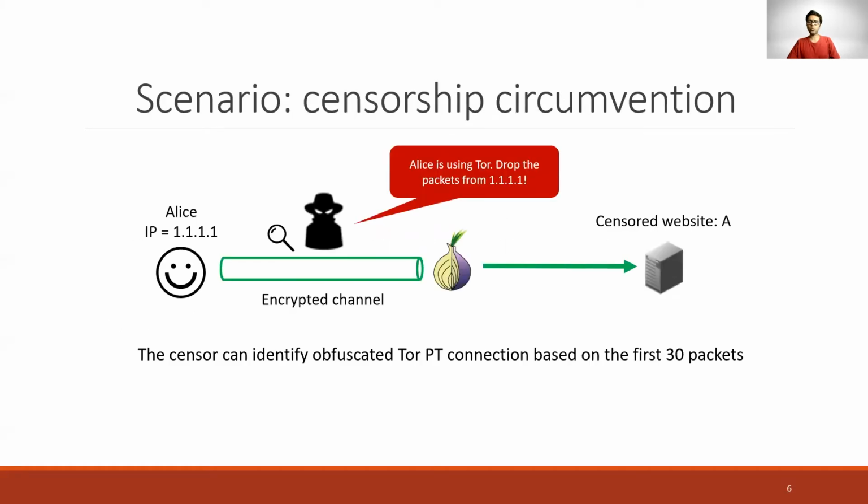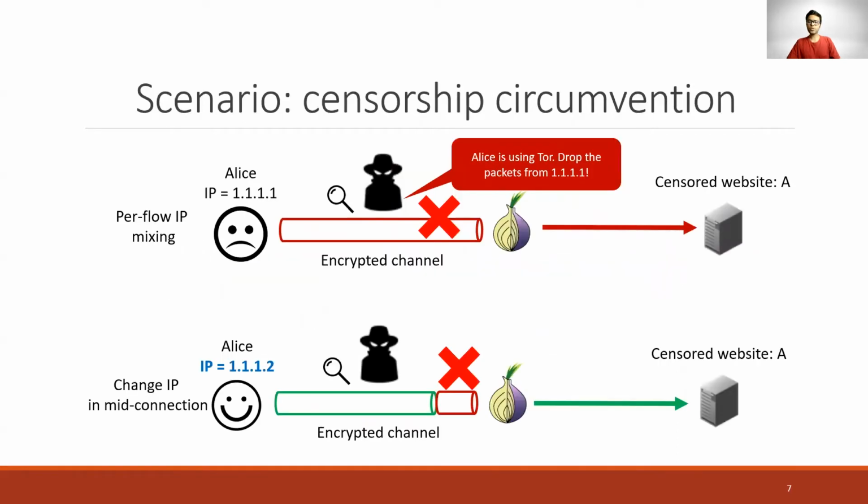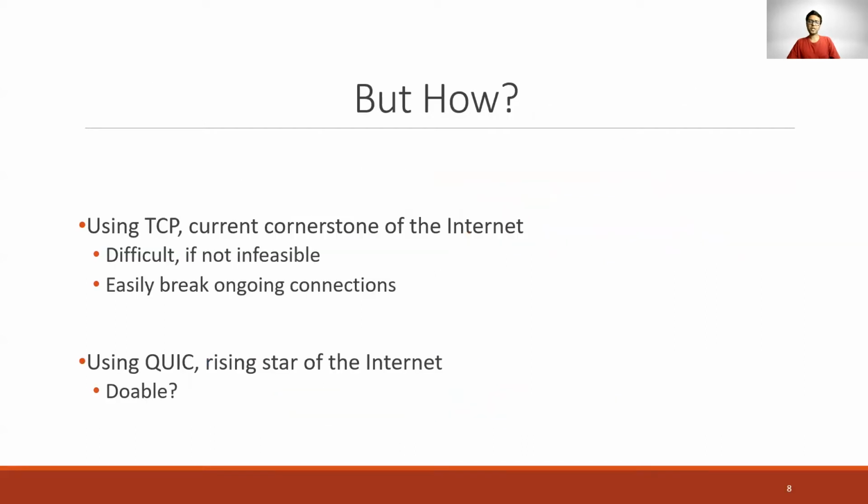Now suppose Alice wanted to access a censored website. The censor also blocks the Tor entry node's IP address. So Alice decides to use thwart, which behaves essentially like a proxy to the entry node. Unfortunately for Alice, the censor can still identify that Alice is using Tor based on the first few packets of her communication and blocks packets from her IP address. Now, if Alice were to change her IP address in the middle of communication, she can avoid the censor and access the censored website. But how will she change her IP address?